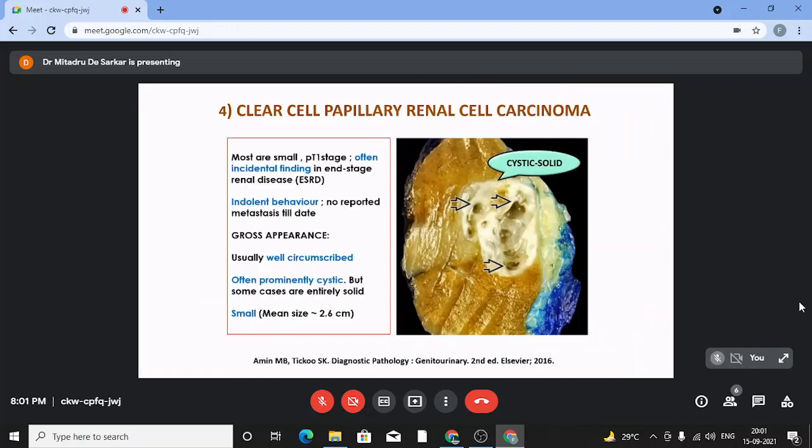Coming to the clear cell papillary renal cell carcinoma, again, like I said, it can have a cystic appearance, but sometimes it will have a cystic solid appearance at the same time. This is a variant within the RCC family which has a very, very benign course of behavior. It's usually very small in size, with the mean size being approximately 3 centimeter, and very indolent behavior. It's a very well circumscribed lesion and can show a significant amount of cystic change.